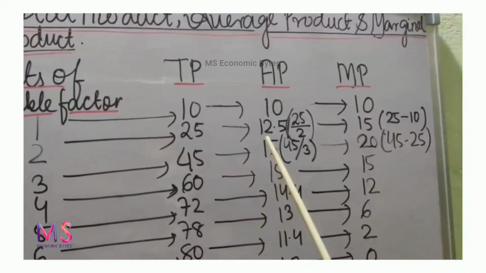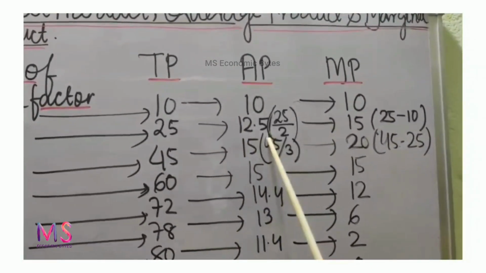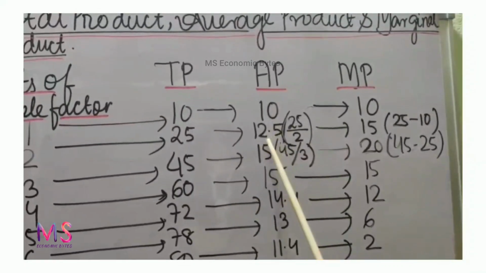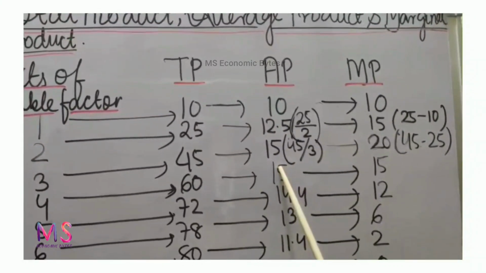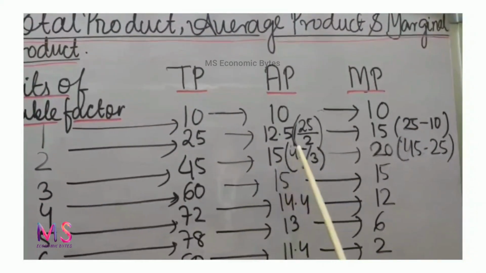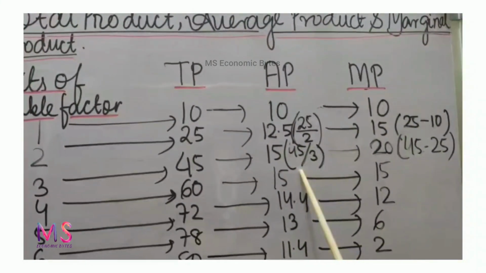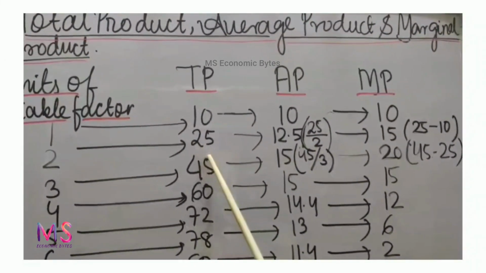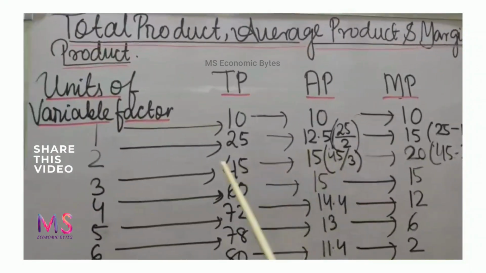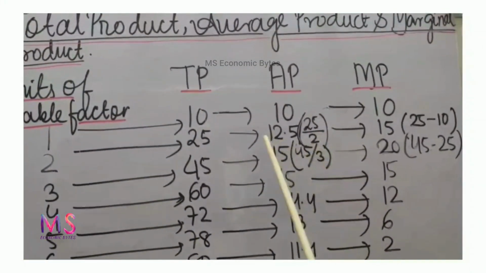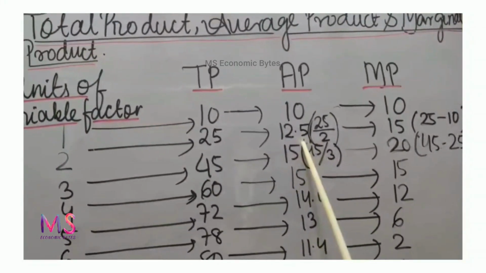So your average product will be 12.5 because average product is TP by V, that is total product divided by your variable factor. So the total product is 25 and the variable factor employed is 2. So 25 divided by 2 gives you 12.5.